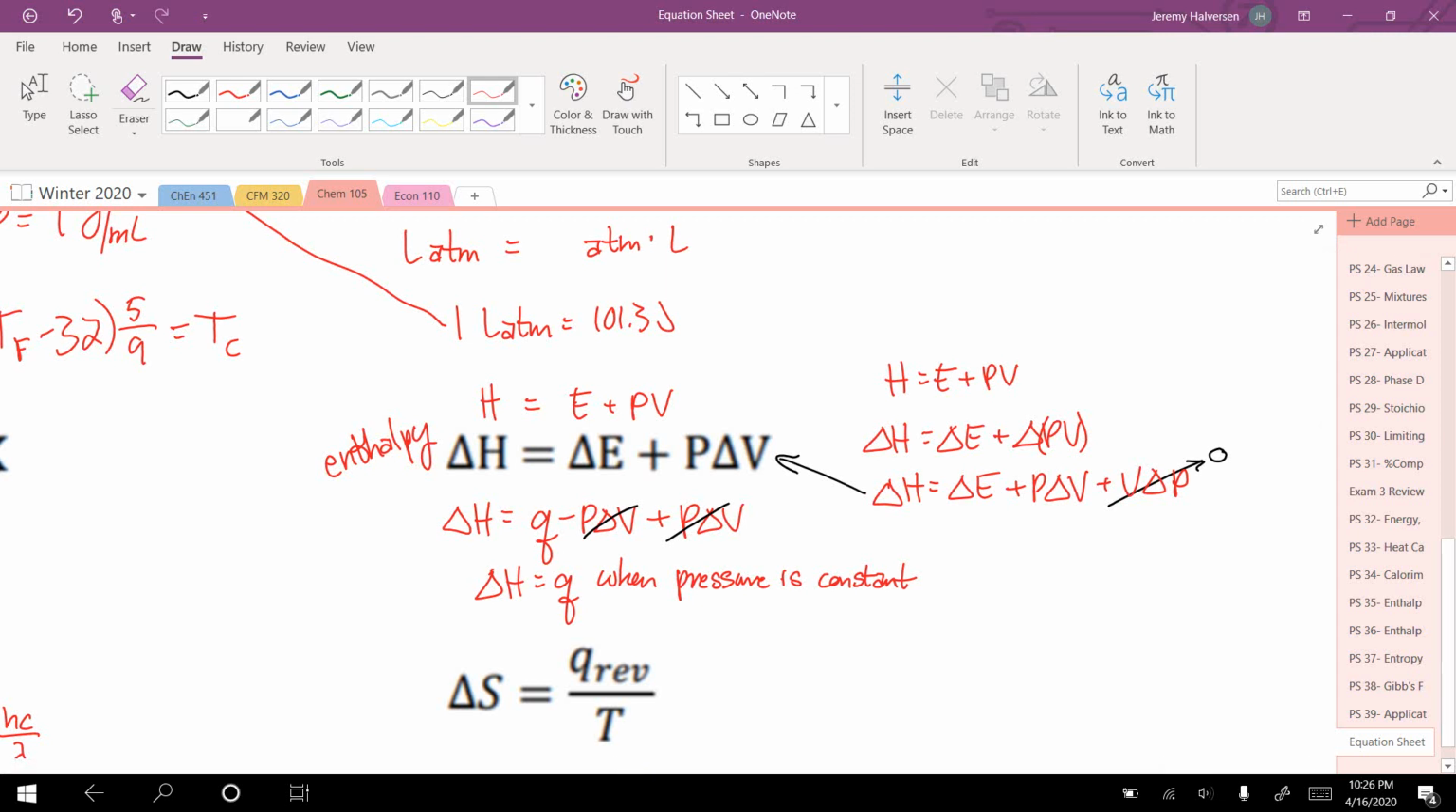Okay, and again, change in enthalpy is joules, change in energy is joules. This is pressure in atmospheres times volume in liters, so I would have to change that to joules to make this work.